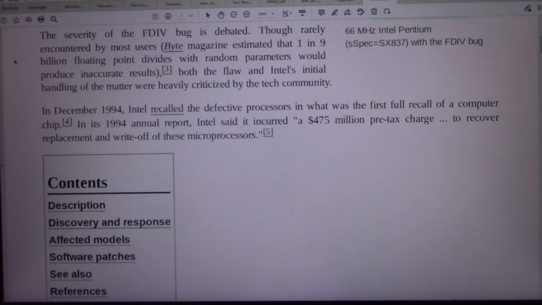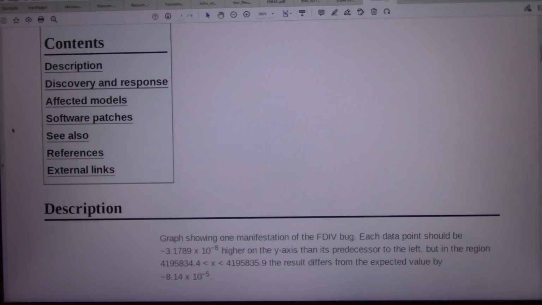3. Both the flaw and Intel's initial handling of the matter were heavily criticized by the tech community. In December 1994, Intel recalled the defective processors in what was the first full recall of a computer chip. 4. In its 1994 annual report, Intel said it incurred a $475 million pre-tax charge to cover replacement and write-off of these microprocessors. 5. Contents. Description. Discovery and response. Affected models. Software patches. See also. References.